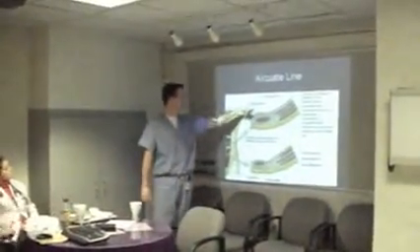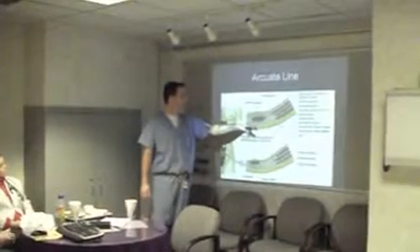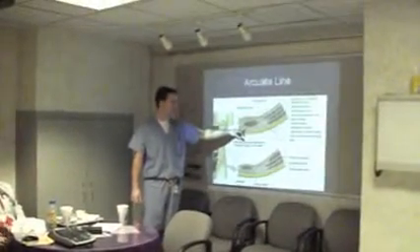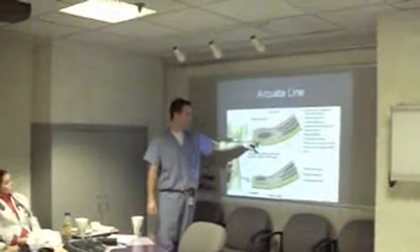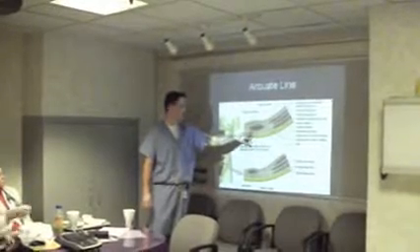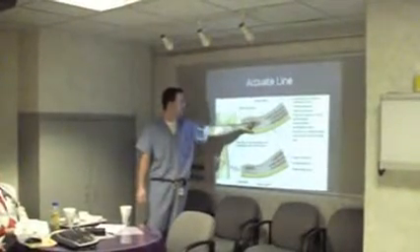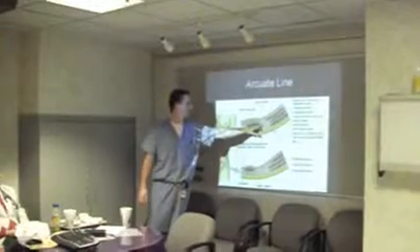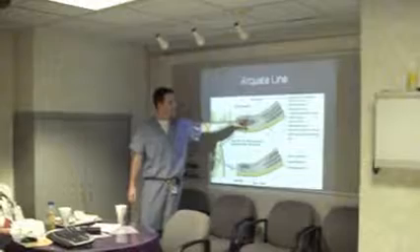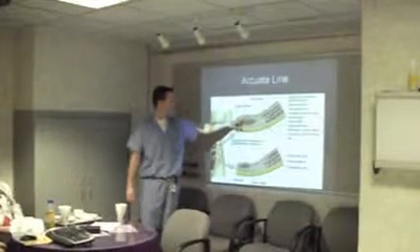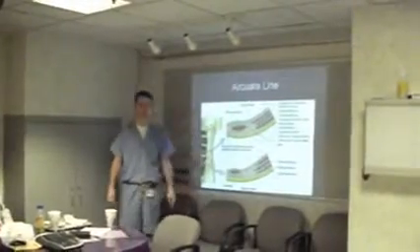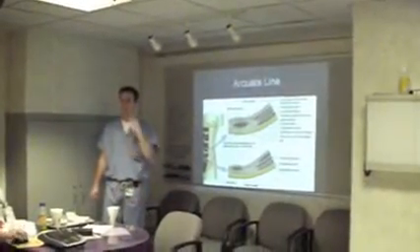Okay, next slide. Here we see, above the arcuate line, the external oblique, as well as part of the internal oblique, contribute to the anterior rectus fascia, and you can see the internal oblique splitting here. The posterior part of the fascia, as well as transversus, contribute to the posterior rectus sheath, whereas below, everything contributes to the anterior rectus sheath, and that's important to know for your abdominal anatomy.